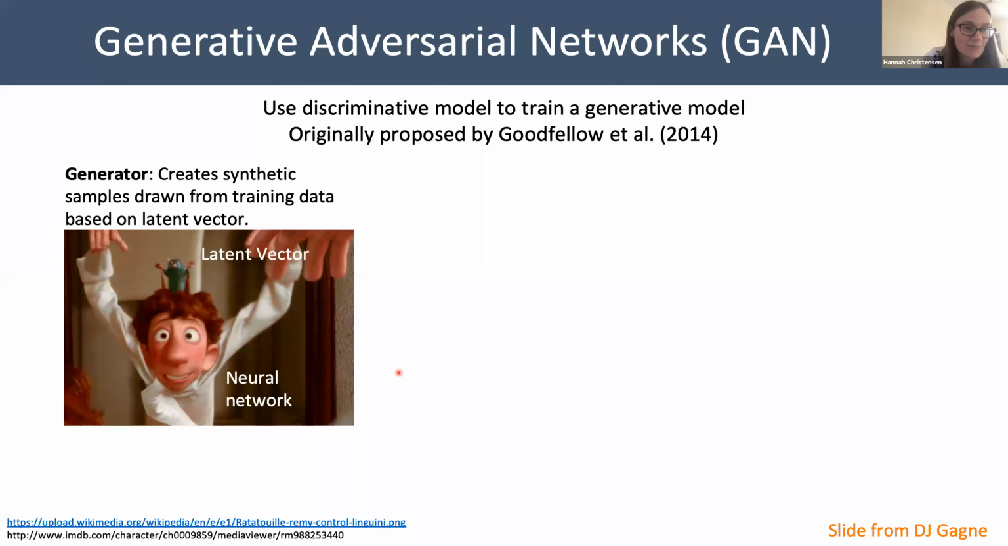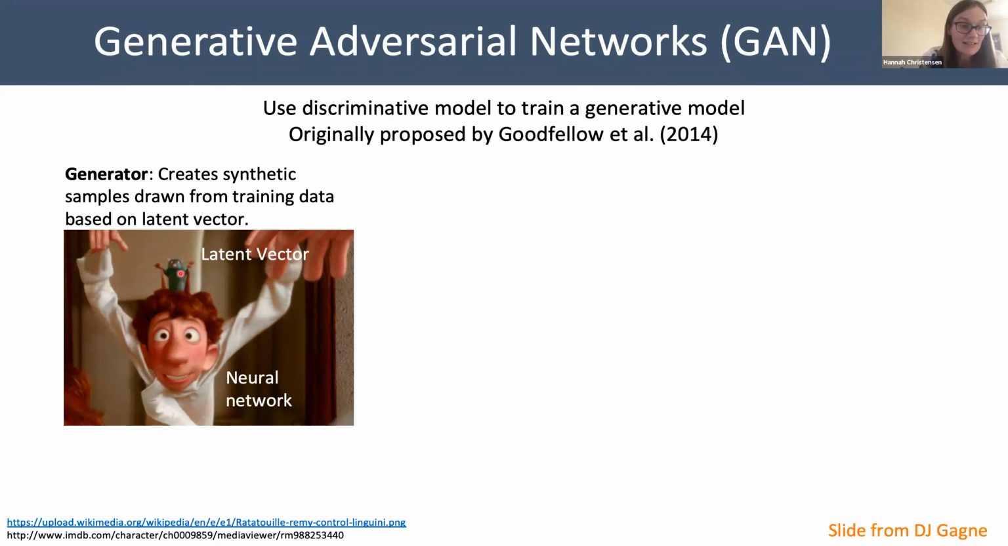So firstly, let's talk about our generator. And so our generator creates synthetic samples based on the training data. And so in this picture, we have some characters from the Pixar film Ratatouille. So here we've got Remy the rat, and Remy is a really good chef. And he's friends with this guy here, Linguini, who's a very bad chef. But Remy can control Linguini to do cooking and thereby create very nice dishes. So in the same way, in a GAN, we have an input to the neural network, which is our latent vector.